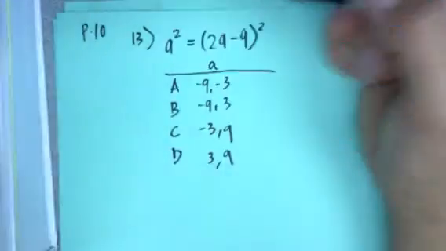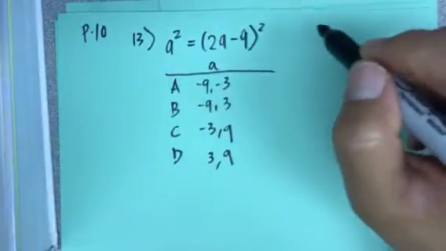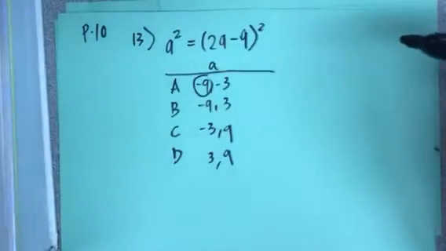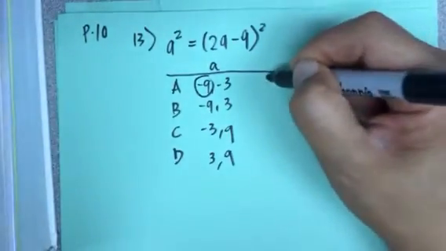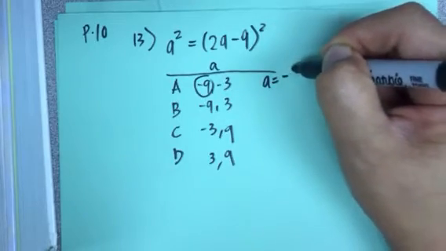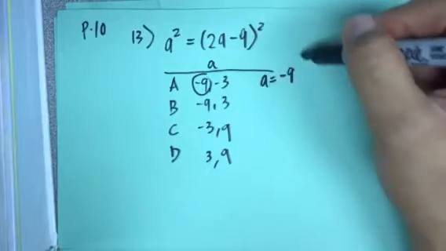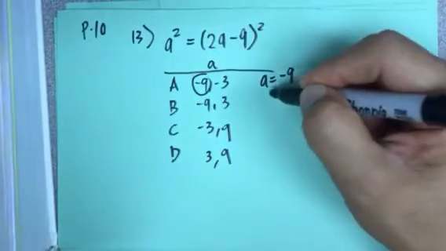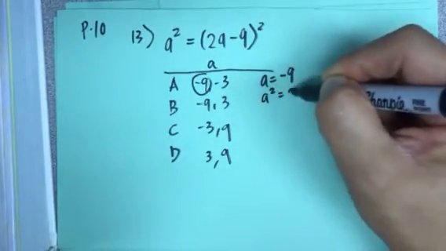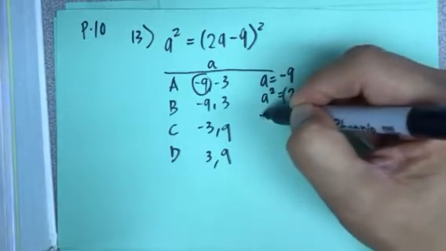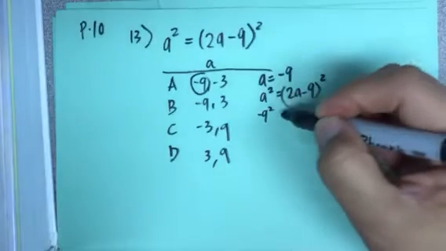Okay, so again, just like that last one that I did on the other page, let's start off with -9. If a equals -9, we're just going to plug this into this equation. So I'm going to write the equation down here: a squared equals (2a minus 9) squared. If a equals -9, -9 squared is right there.